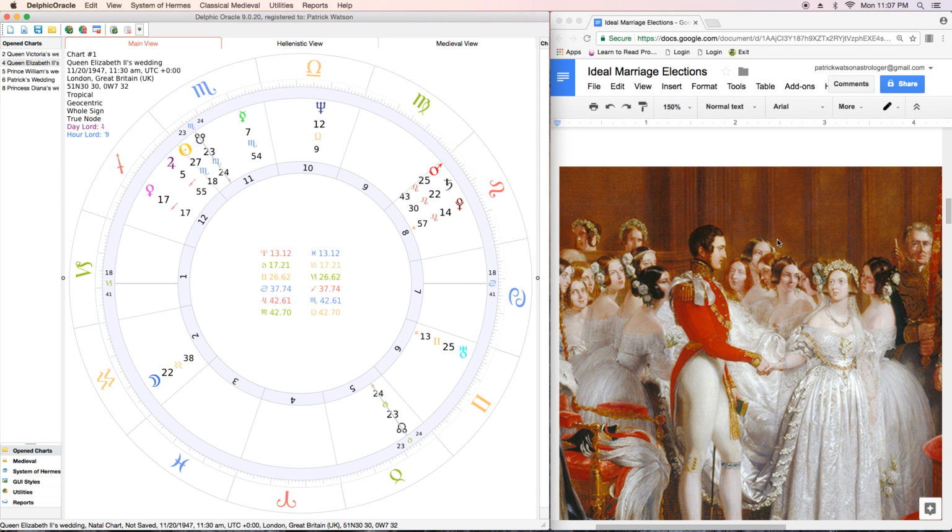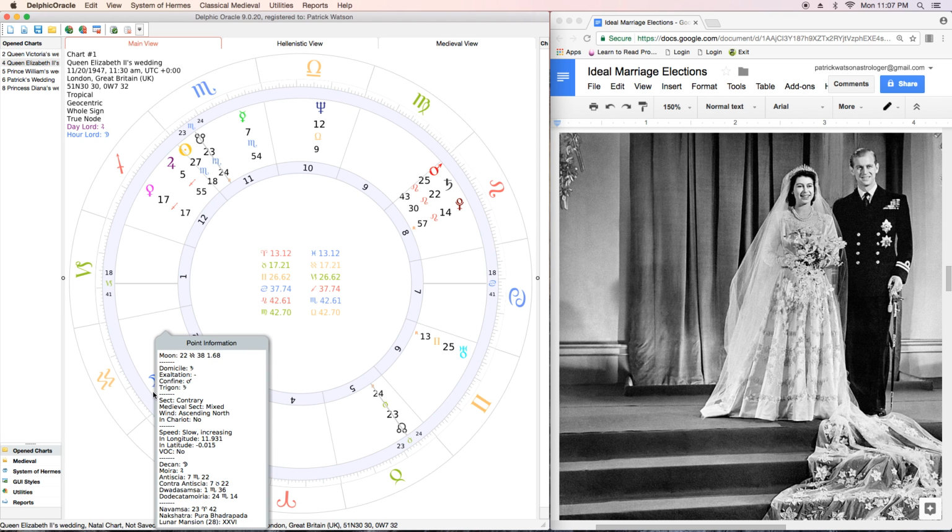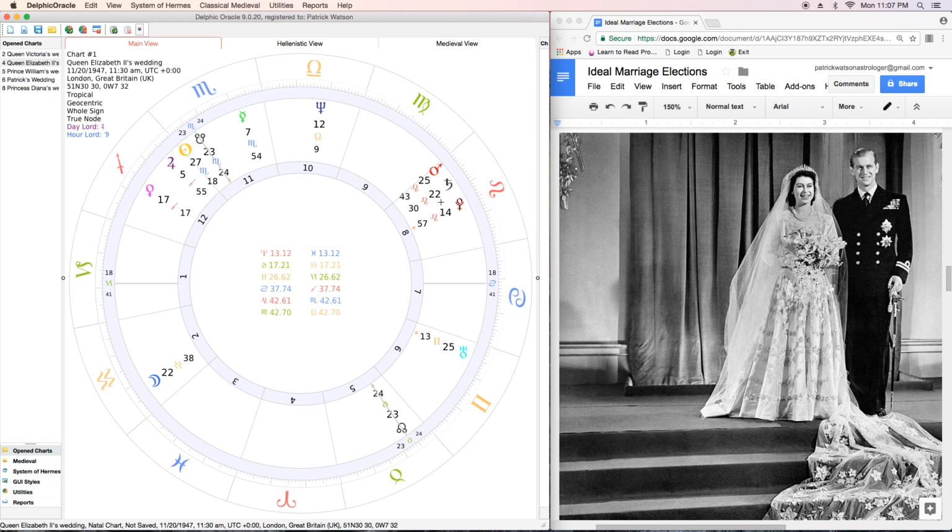Queen Elizabeth II, her wedding. That was on November 20th, 1947 at 11:30 a.m. in London. What's interesting here is we have Capricorn rising, so that makes Saturn the ruler of the ascendant, and then we have Cancer setting, which is ruled by the moon. So this is a moon-Saturn relationship, and lo and behold, the moon is in an exact opposition with Saturn.